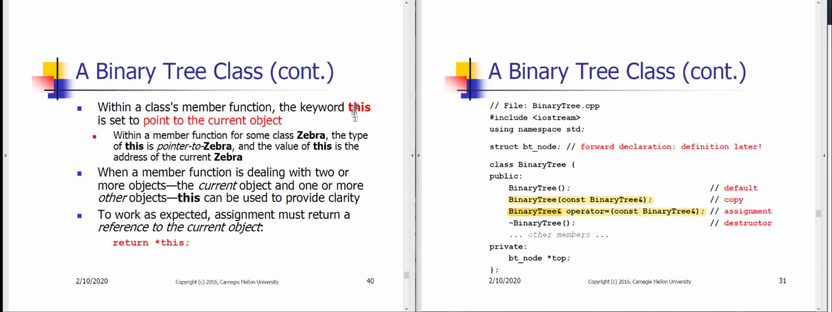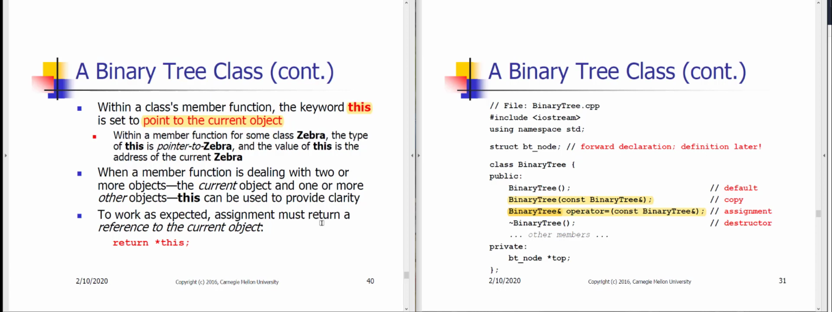First of all, we need to introduce another keyword, which is this. Within any member function for a class, the keyword this is automatically set up, and it points to the current object. It serves the same purpose as self in Python. However, in Python, self is a reference, whereas in C++, this is a pointer.